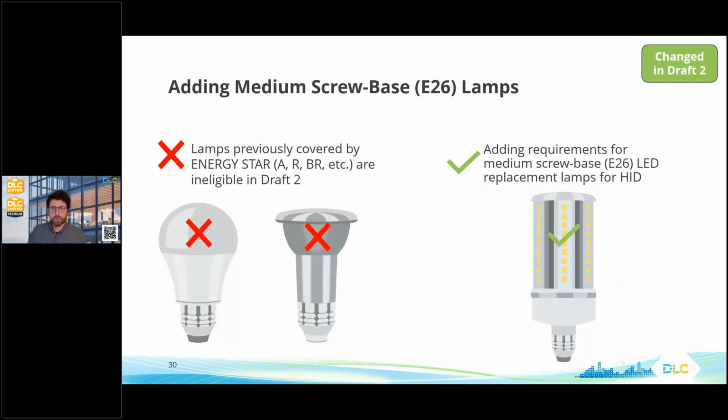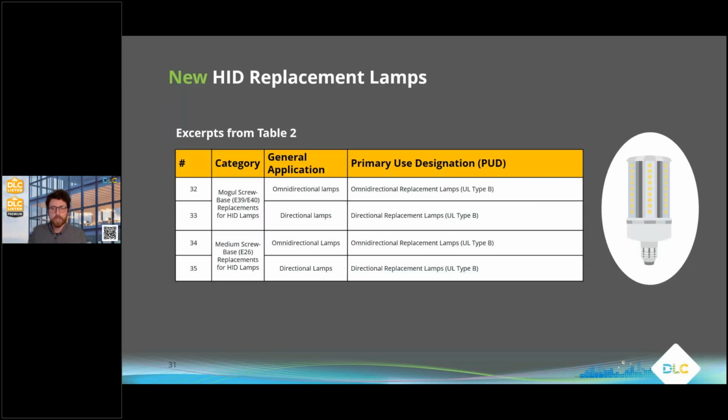As I covered earlier, we are no longer proposing to create PUDs for lamps previously covered by Energy Star, but Draft 2 does include new PUDs for replacements for HID lamps. These decisions were made based on feedback regarding the availability of incentives versus the cost of DLC qualification. Here's a look at those new PUDs, both directional and omnidirectional replacement lamps. We also heard the need for directional and omnidirectional PUDs for mogul screw-base lamps, and we have included those in Draft 2 as well.